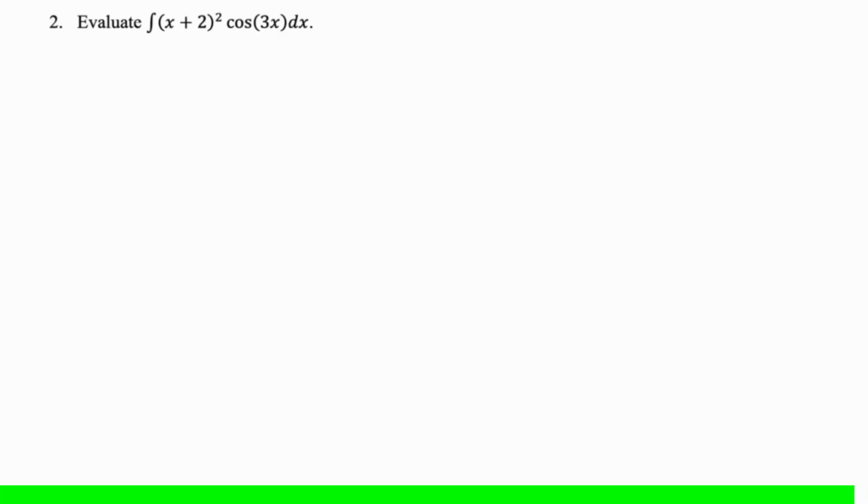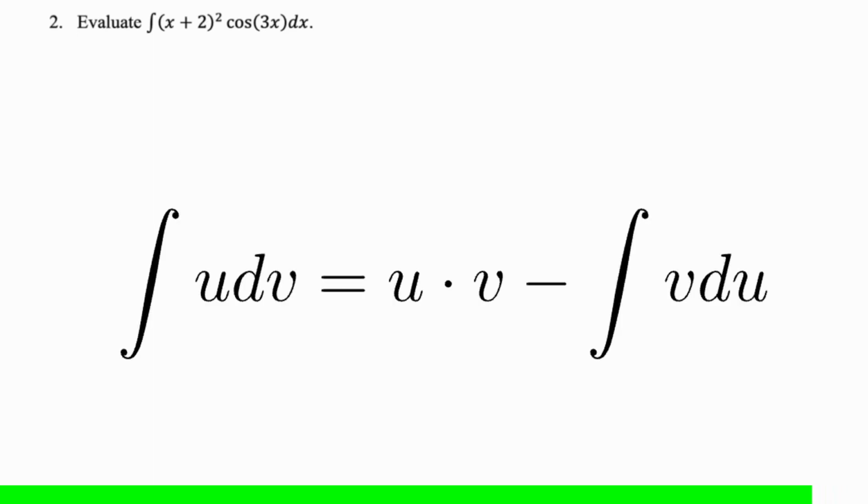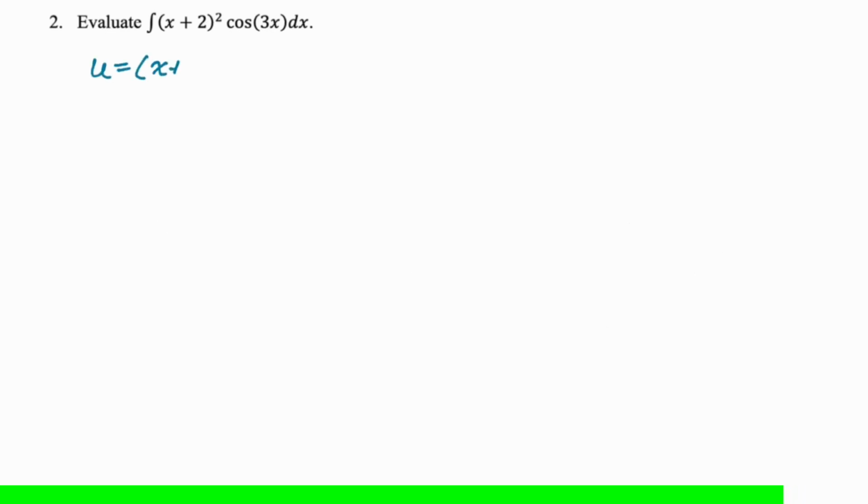Evaluate the integral of (x plus 2) squared cosine of 3x dx. This immediately looks like integration by parts to me. I'm going to let u be the polynomial thing, so I'm not going to expand that. I'm just going to leave it as is. And then dv will be the trig stuff or whatever's left, so cosine of 3x dx.